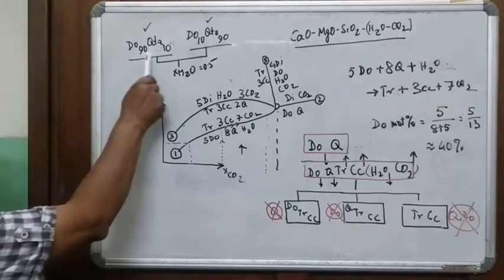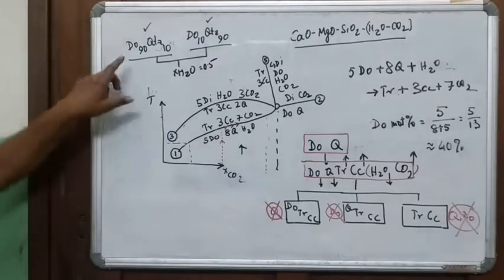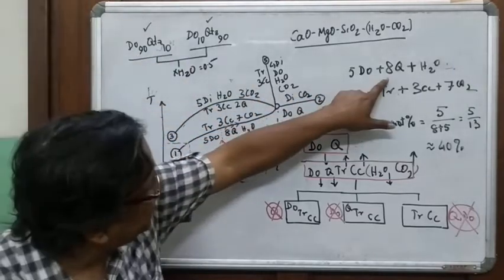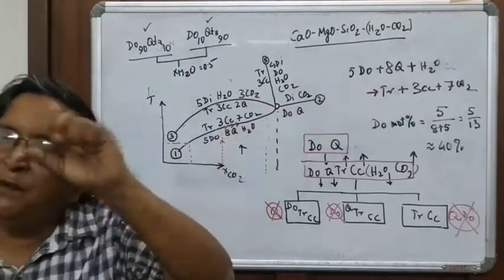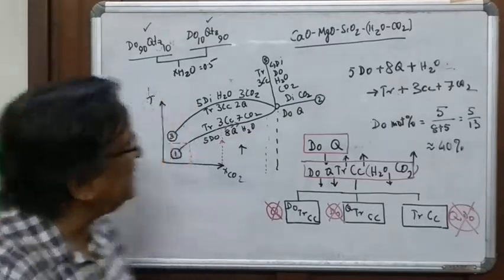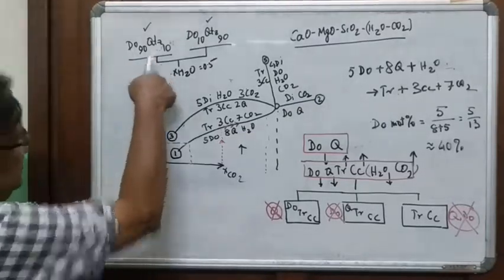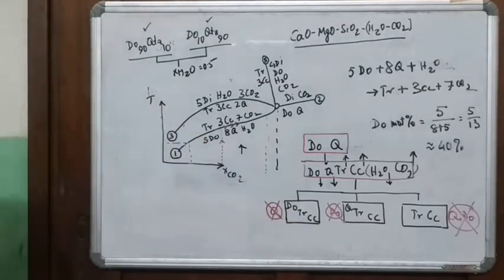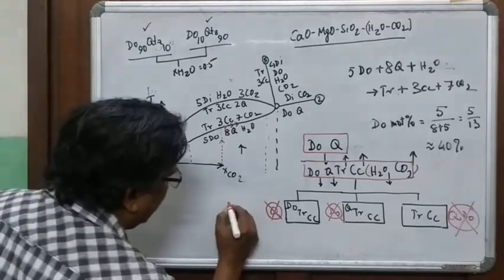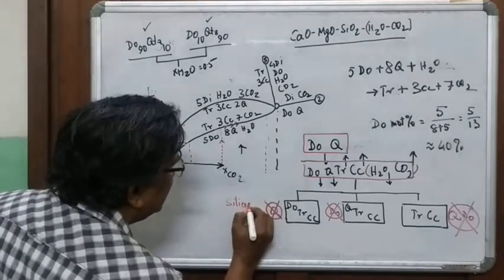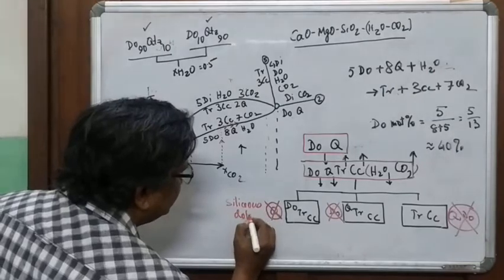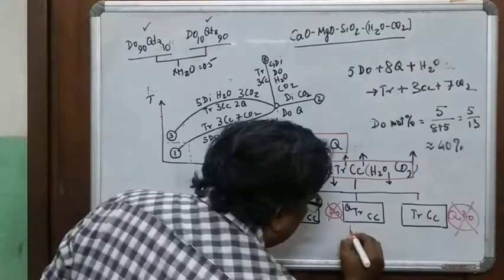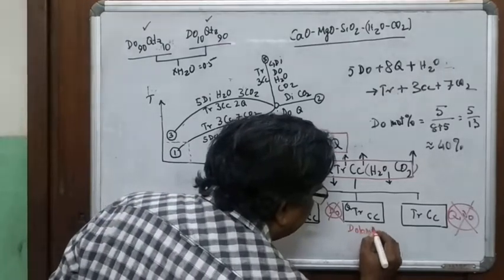Now you can look at this. If you have a large proportion of dolomite, then quartz will be consumed. You see, 8:5. So quartz will be consumed earlier. So this assemblage is typical for siliceous dolomite. This is typical of dolomitic quartzite.